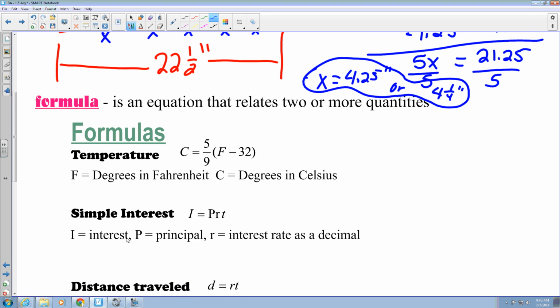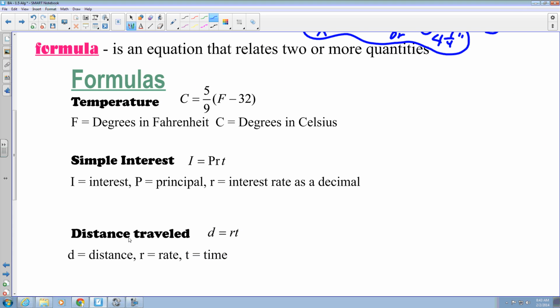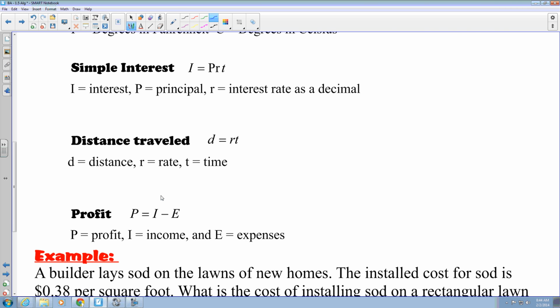Some of the things that you're going to look at are formulas. You know, we have area formulas, we have perimeter formulas. These are some other general formulas that may help you not only in this section but in other sections that we're going to look at in the future. One of them is the temperature, being able to convert degrees to Celsius, vice versa, simple interest, and distance traveled. Profit also.